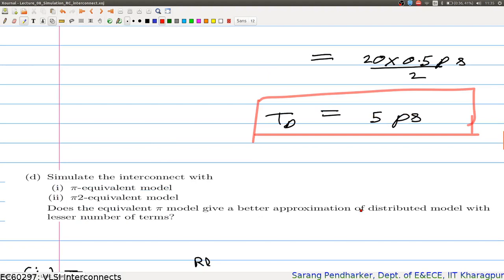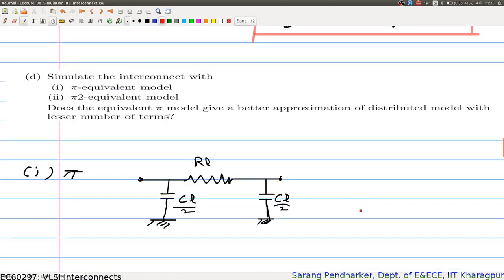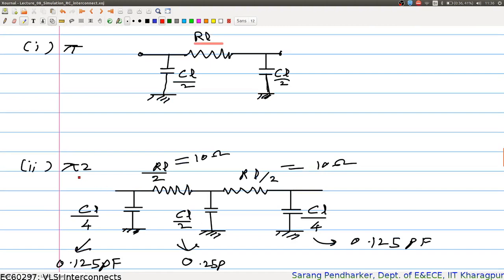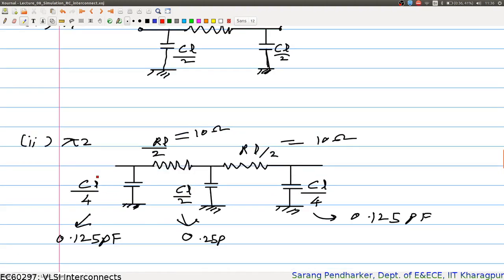But what if you don't want to have that many elements? That was one of the reasons why we looked into the pi equivalent model. In the pi equivalent model, we break down the interconnect into this lumped model which looks like a pi. The value here is RL and the value of capacitance is CL by 2. Similarly, if I have a pi 2 model, in that case I also break the resistance RL by 2.